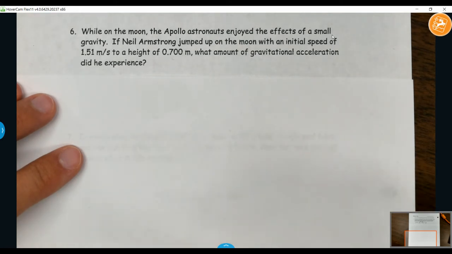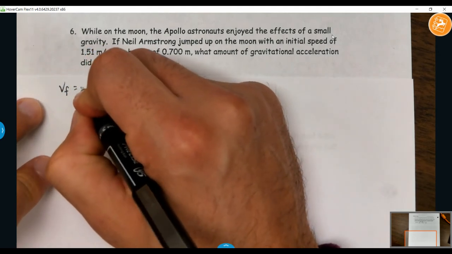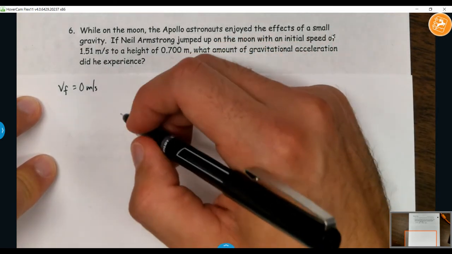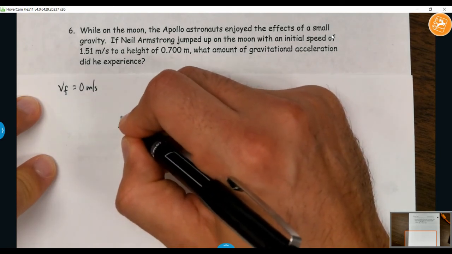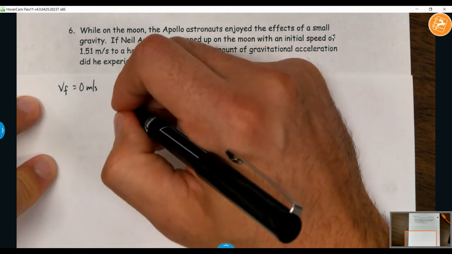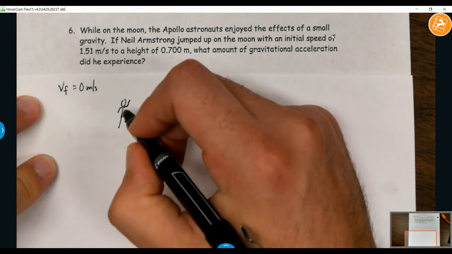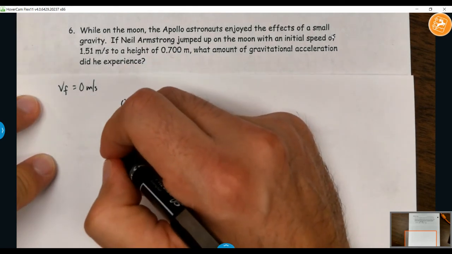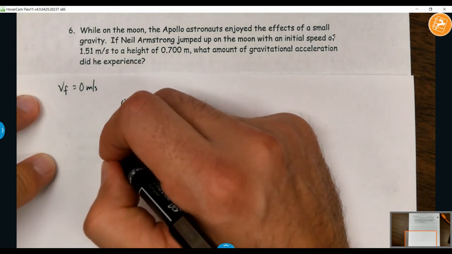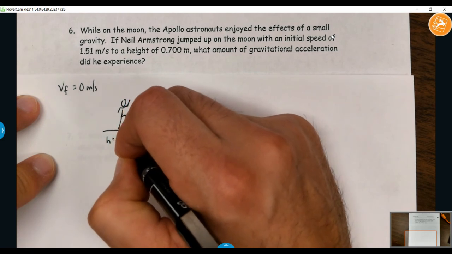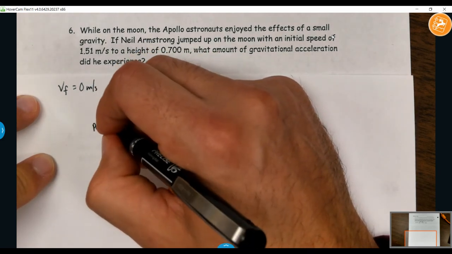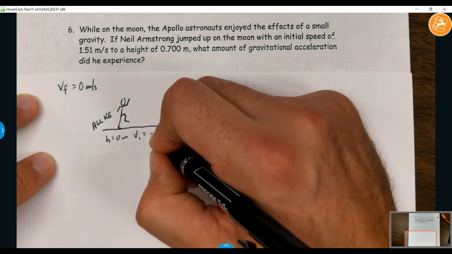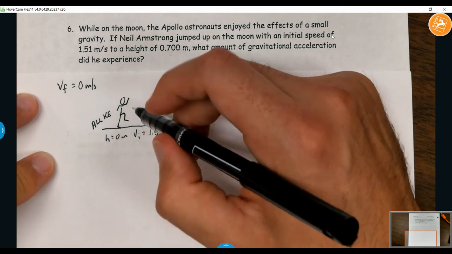Okay, so in this one, we have that VF is zero, because at the height of his jump, all right, you lose all your vertical speed. So if I just drew a little astronaut man, sorry, I'm not a super artist here. So he's going to jump up at the start. He's at height zero. And all of his mechanical energy is kinetic at this point, since he's launching with an initial velocity of 1.51 meters per second.